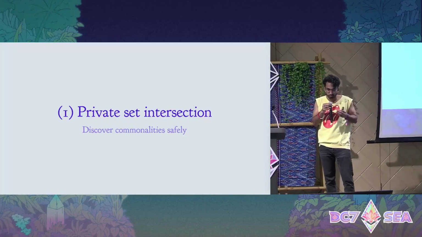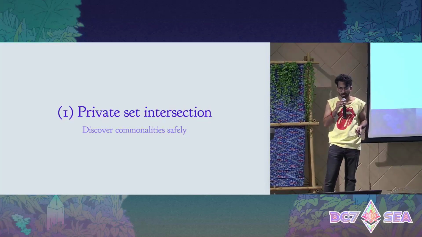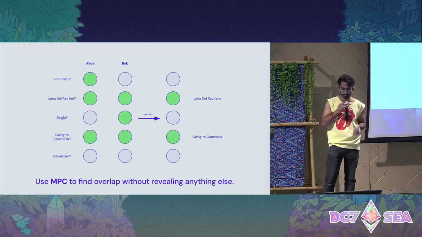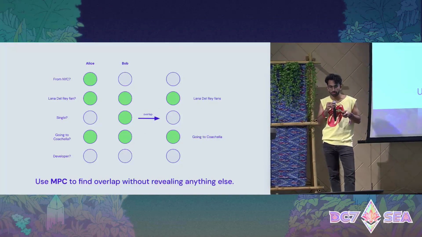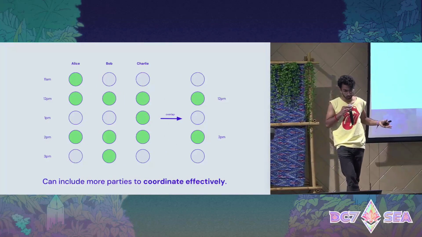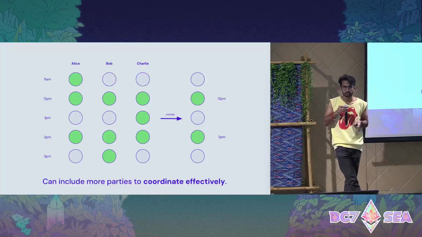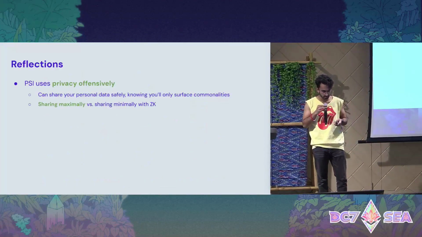The overall affordance here is that you can discover commonalities in a way that doesn't reveal anything else. You can apply this to anything from an ordered set to arbitrary data. For example, people can attest to different interests and then, in a very efficient cryptographic interaction, discover only what they have in common. This can also expand from just two parties to a group of parties for coordination sort of things. For example, When2meet and these sorts of things are kind of like a weak PSI, where you manually enter your stuff and you see everyone's availability.